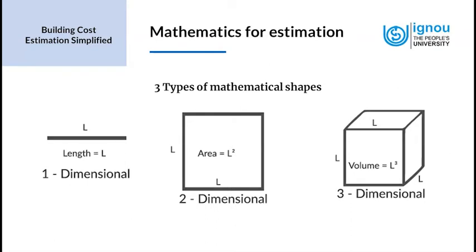When we look at the three types of mathematical shapes that we come across often, they would be length, area and volume. As you see, length is one-dimensional, area is two-dimensional and volume is three-dimensional, which means for length we would need only one dimension to represent it. For area we would need two sides or two dimensions, and for volume we need three.